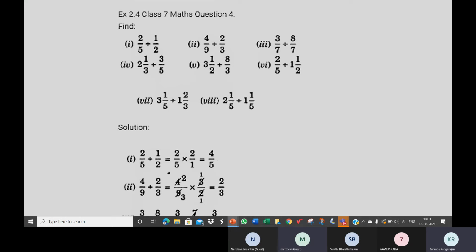What we are doing is we are revising this chapter, fractions and decimals. Yes, ma'am. Ma'am, are we having a test? No, we are not writing. We are just discussing the various parts of this chapter.